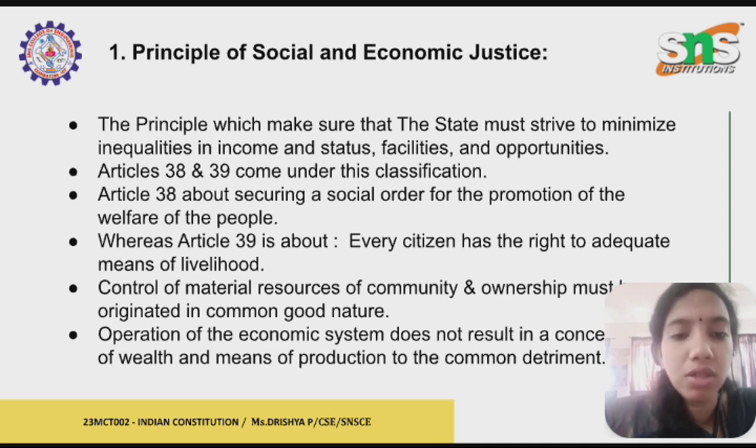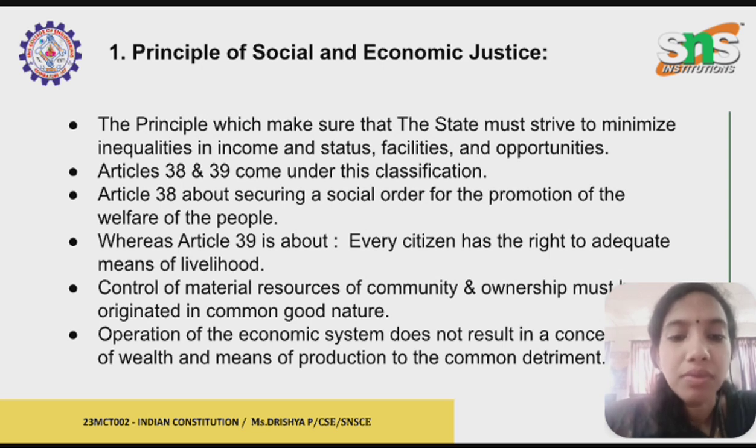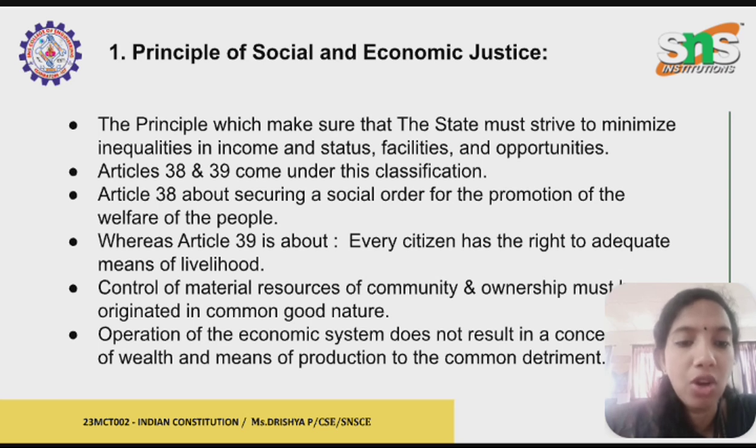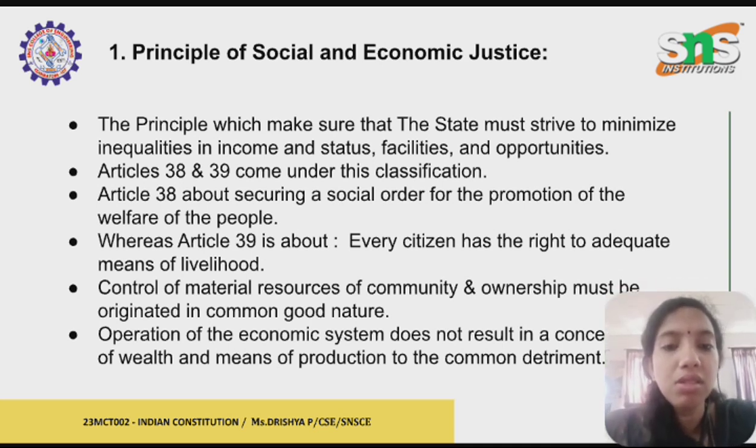This principle makes sure that the state must strive to minimize inequalities in income, status, facilities and opportunities. Articles 38 and 39 come under this classification. Article 38 is about securing a social order for the promotion of the welfare of the people, whereas Article 39 says every citizen has the right to adequate means of livelihood. Control of material resources of the community and ownership must be directed to the common good. The operation of the economic system should not result in a concentration of wealth and means of production to the common detriment. This is the first classification, principle of social and economic justice.